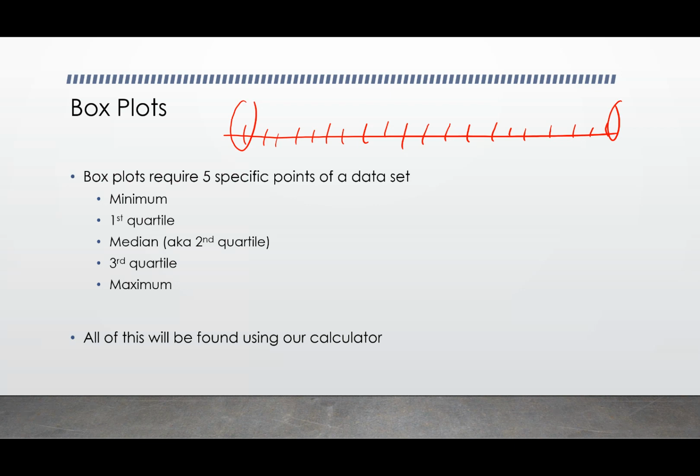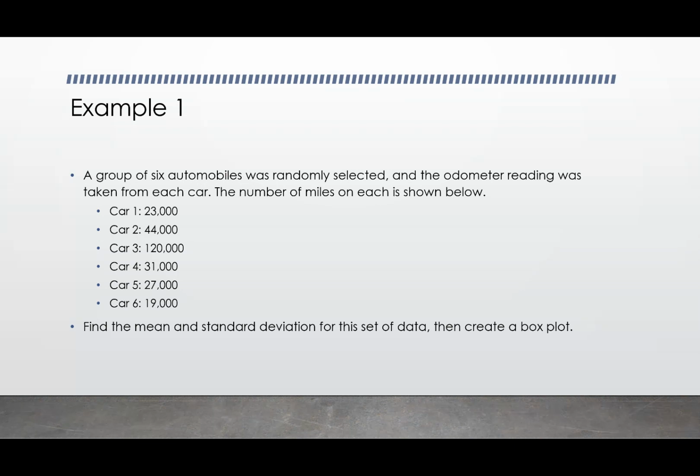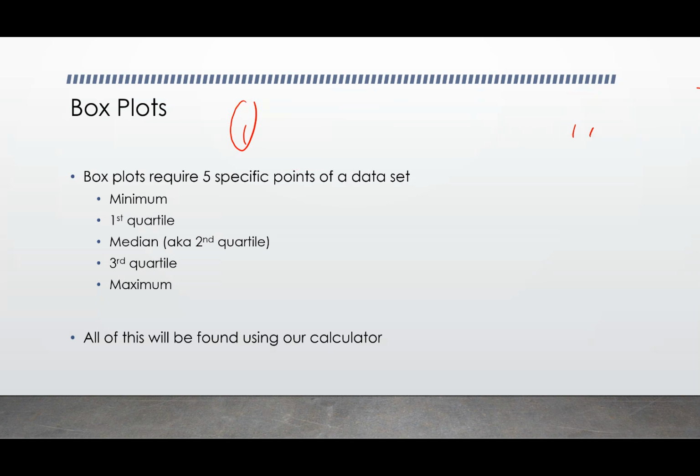The first quartile will be the first 25%. The second quartile will be the next 25%. The third quartile will be the next 25%. And, I didn't make this symmetrical, but the fourth quartile, which is the end, is the last 25%. I'll talk more about that once we draw a box plot to emphasize the point a bit, but the calculator will find these numbers for us as well.